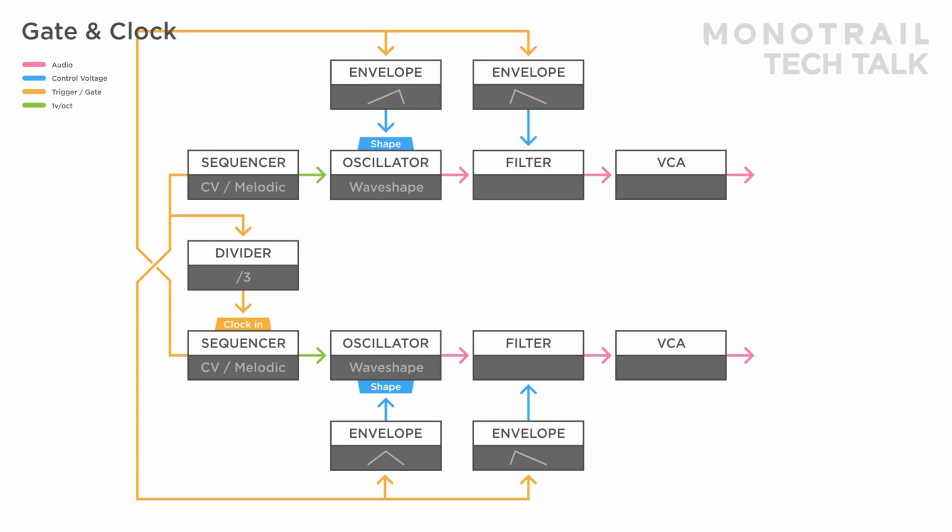Of course, you can combine these ideas with CV modulation as well. Here, the lead CV is used to modulate the decay of the bass envelope again.